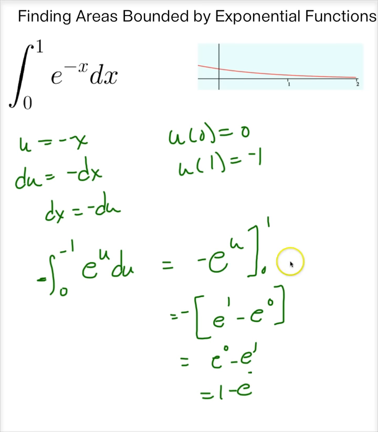Now, I made a mistake here, didn't I? Because I changed my limits of integration, I dropped a negative sign. So this should be a negative. Whoops. That should be a negative, and that should be a negative. So this should be e to the negative 1. So it's 1 minus 1 over e. If I were to try to find an approximate solution, this would be about 0.632.